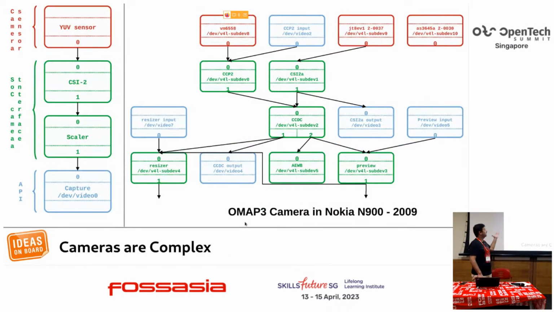So from the left-hand side, where we had a simple camera media graph, we went to something like this. OMAP3, Nokia N900, that's correct.